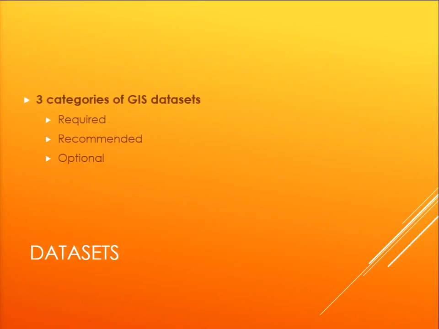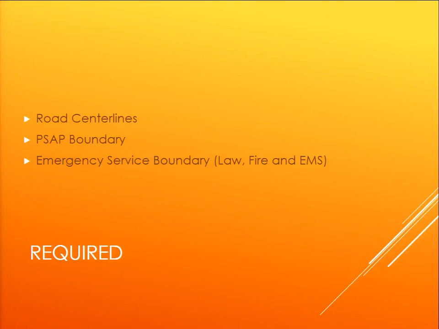There are three categories that you need to separate when you look at the document. First, there are the required features that you need, then the recommended, and then the optional. The required, of course, is to me kind of bleeding over from trying to convert my MSAG into a geodatabase. To me personally, I would have taken the site points into this as well. But as for right now, the requirements are your road center lines, your PSAP boundary, and all your service boundaries for law, EMS, and fire.